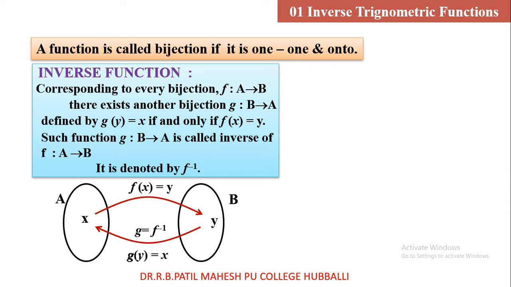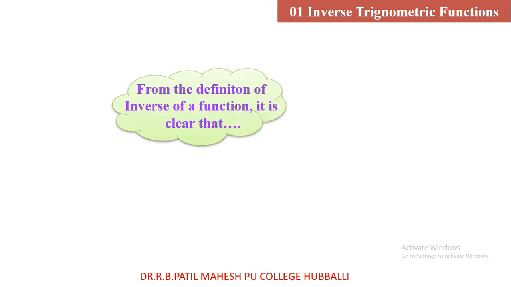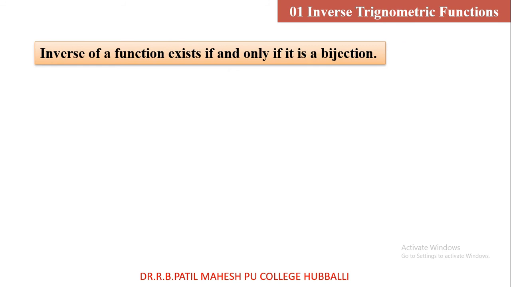Dear students, inverse function means, first of all, there will be a function f from A to B, and we define a reverse from B to A to say that inverse, that must be 1-1 as well as onto, then only the inverse exists. From the definition of the inverse of a function, it is clear that the inverse of a function exists if and only if it is a bijection. Yes, definitely it is a bijection, that's why the inverse exists.